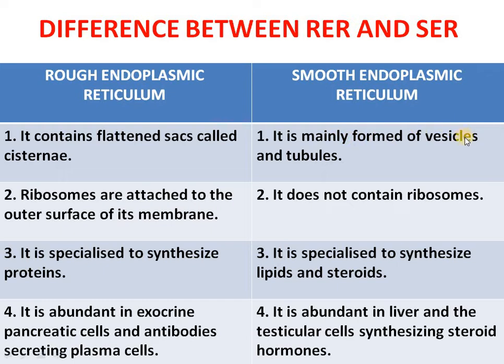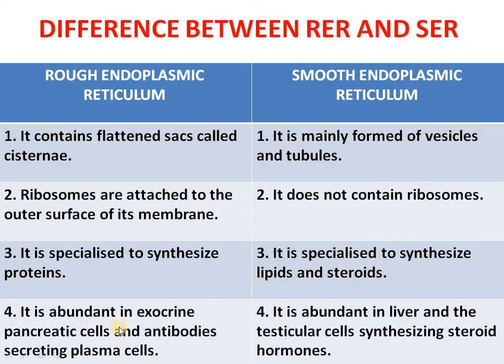It is mainly formed of vesicles and tubules. Ribosomes are attached to the outer surface of its membrane. It does not contain any ribosome. It is specialized to synthesize protein. Why? Because it consists of ribosome. It is specialized to synthesize lipids and steroids.